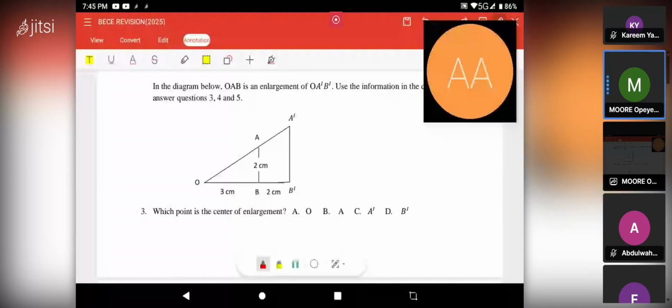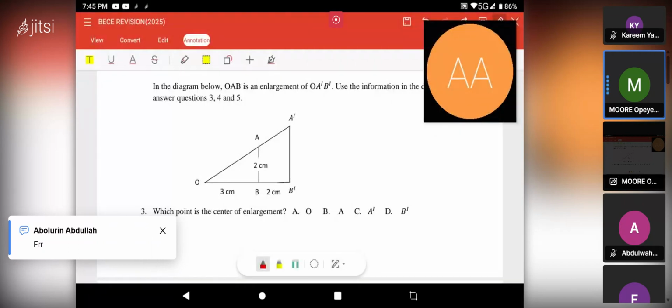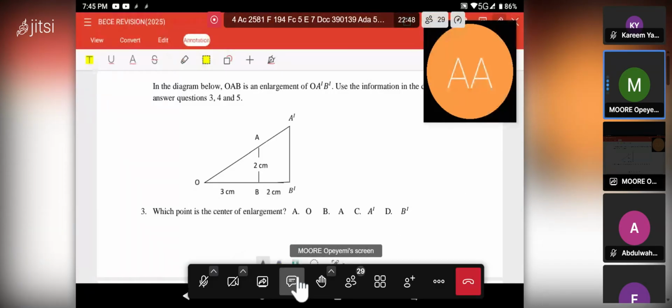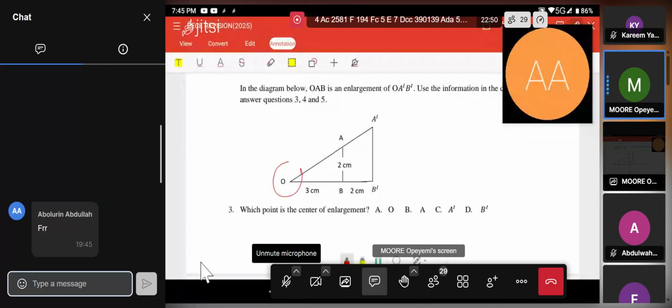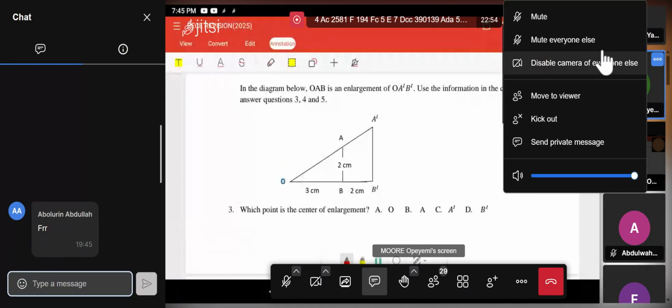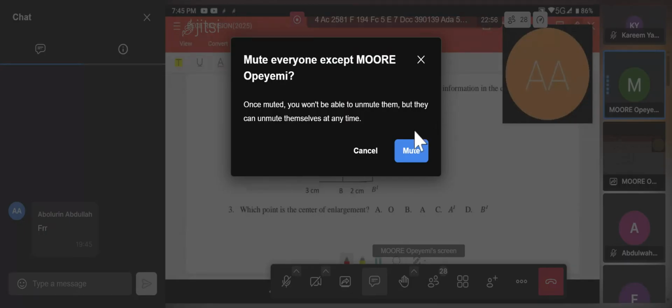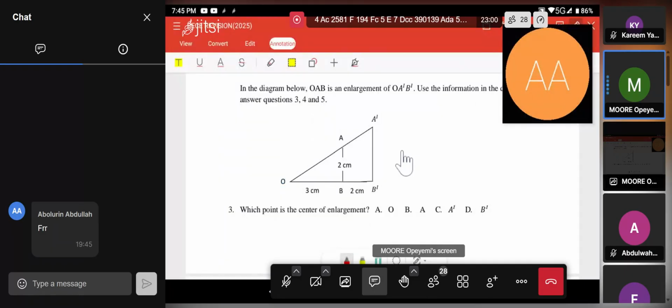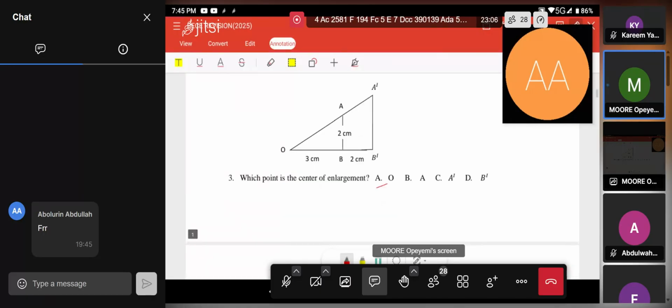Now question 3 says which point is the center of enlargement? The center of enlargement is the point that is common to the two shapes. The point that is common to them is this point. If you want to label the triangles, you will say triangle AOB and triangle A prime O B prime. So the center of enlargement is O. That is the center of enlargement. The next question.